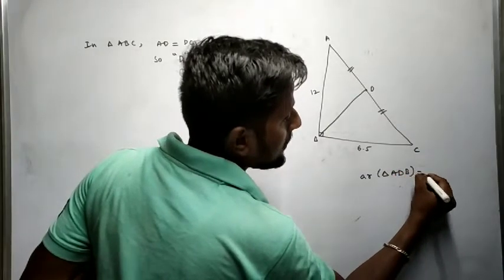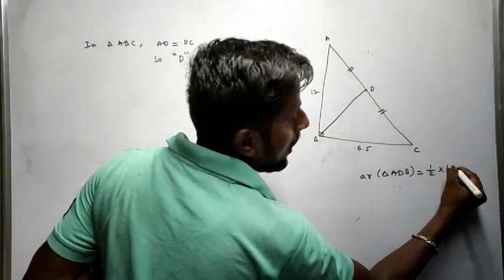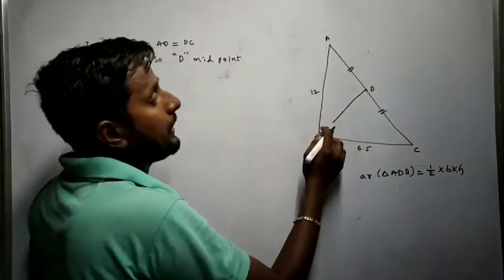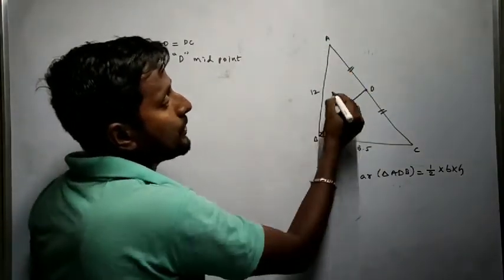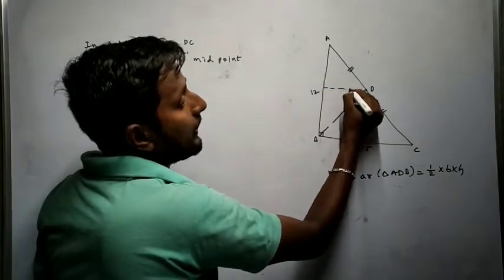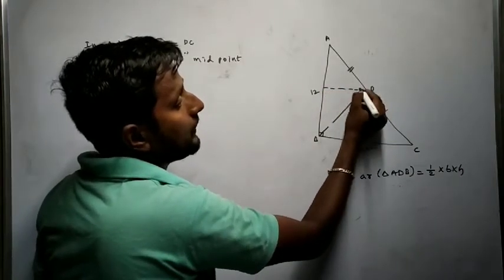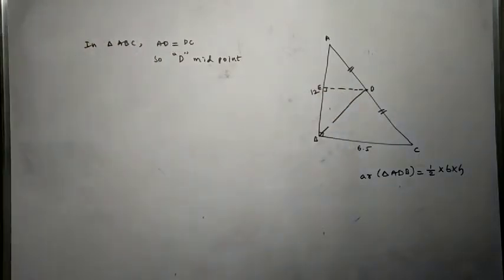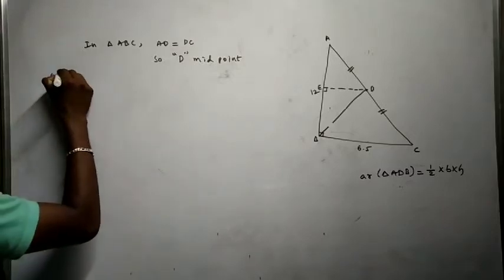Now the question is asking about the area of triangle ABD. As we know, the area of a triangle is half into base into height. If you talk about triangle ABD, base 12, no issue. But we need a height. Height is a perpendicular. Am I right? So now I have drawn a perpendicular from point D. D is the vertex of ADB.